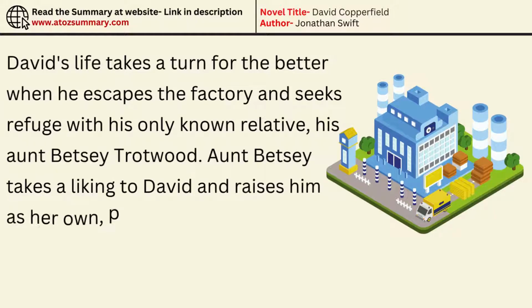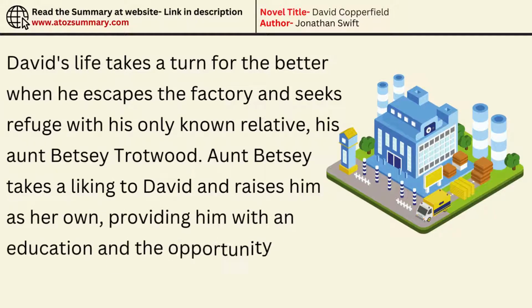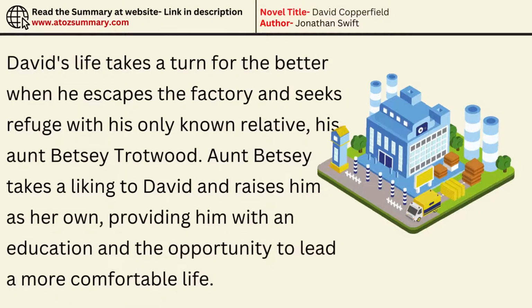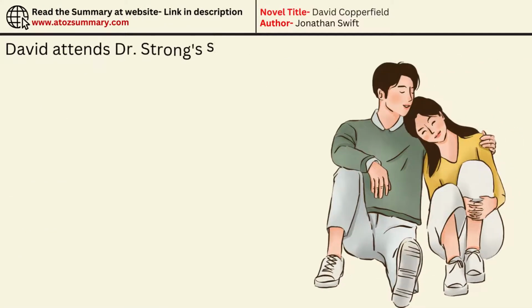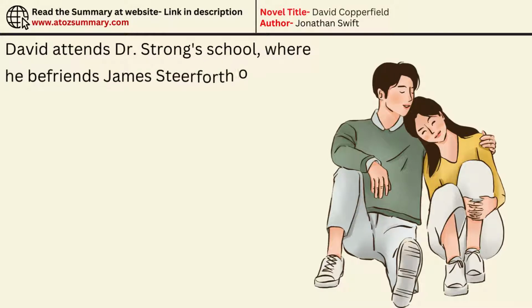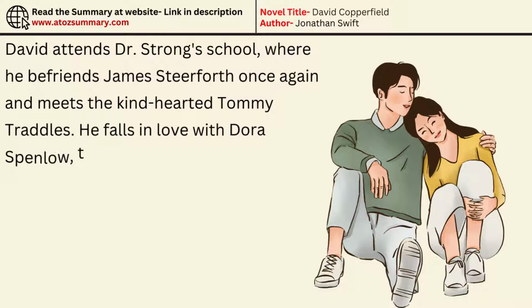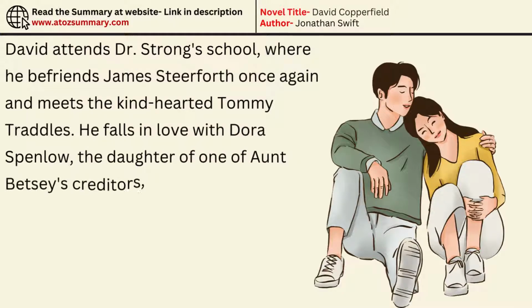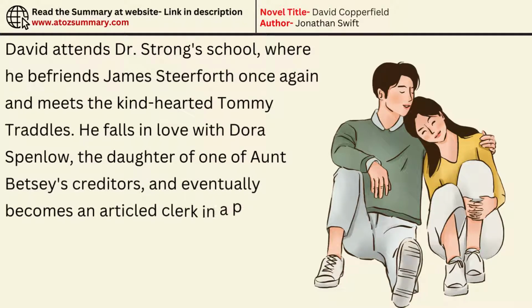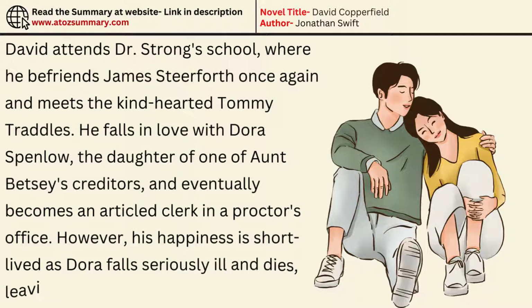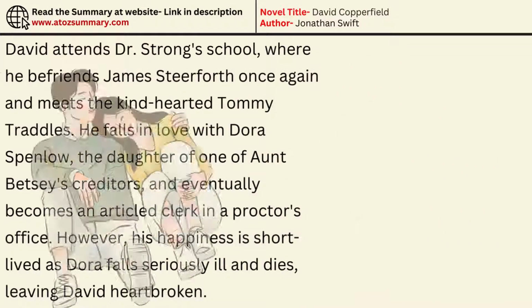Aunt Betsy takes a liking to David and raises him as her own, providing him with an education and the opportunity to lead a more comfortable life. David attends Dr. Strong's school, where he befriends James Steerforth once again and meets the kind-hearted Tommy Traddles. He falls in love with Dora Spenlow, the daughter of one of Aunt Betsy's creditors, and eventually becomes an articled clerk in a proctor's office. However, his happiness is short-lived as Dora falls seriously ill and dies, leaving David heartbroken.